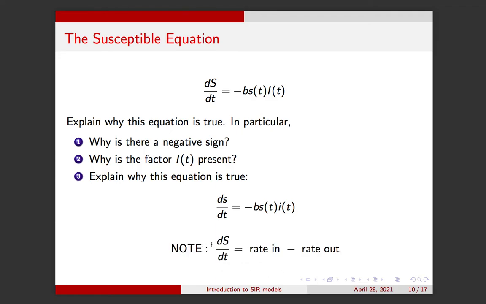Notice this is all the way back in chapter 2: rate in minus rate out. So this is the rate out. This is how many people are leaving on a given day. The rate in is 0 because nobody's being added to the susceptible group. Again, there are no births, no immigration, nothing like that in this model.